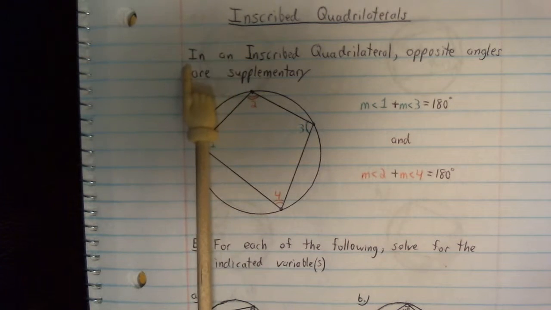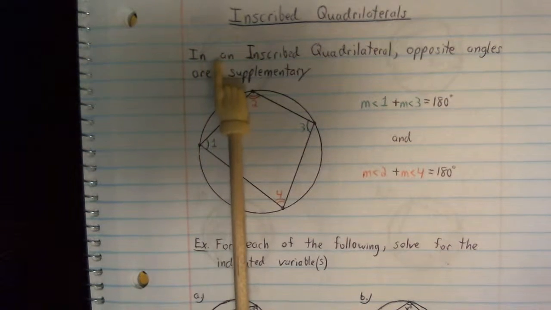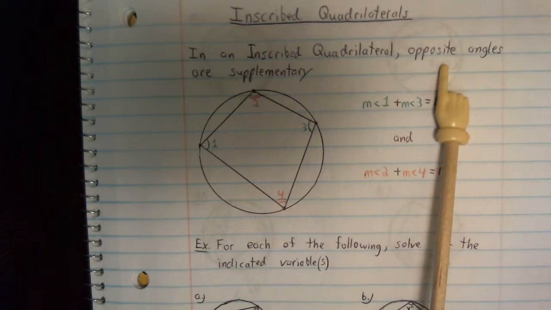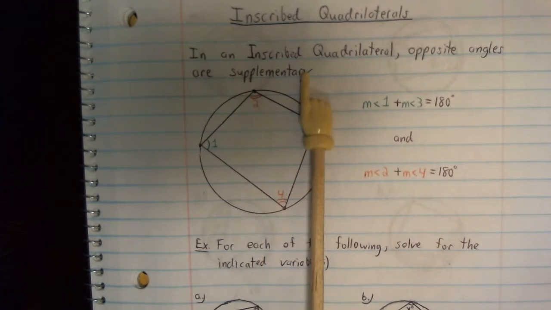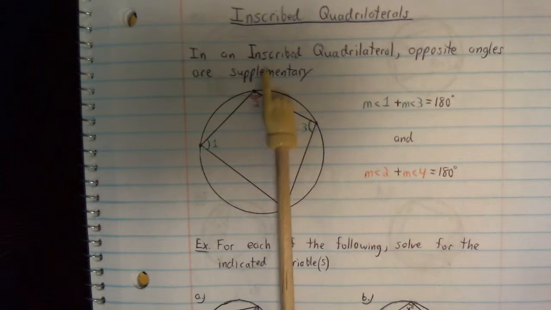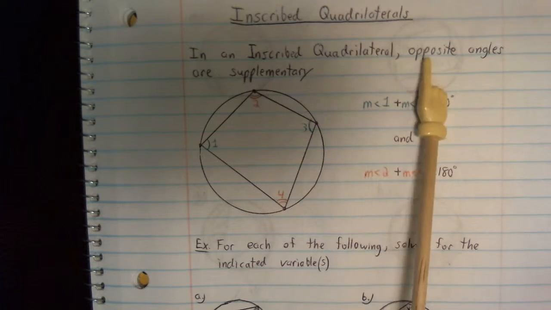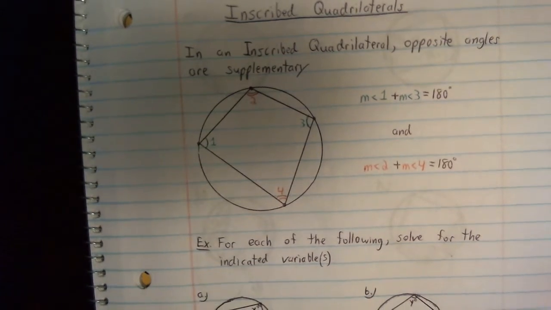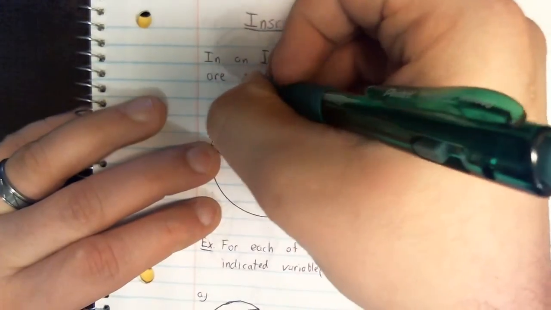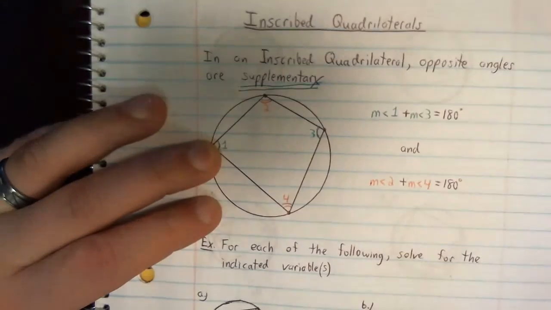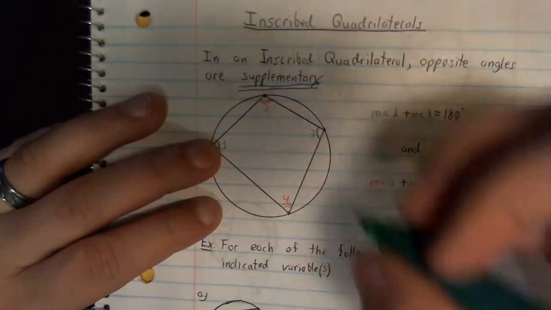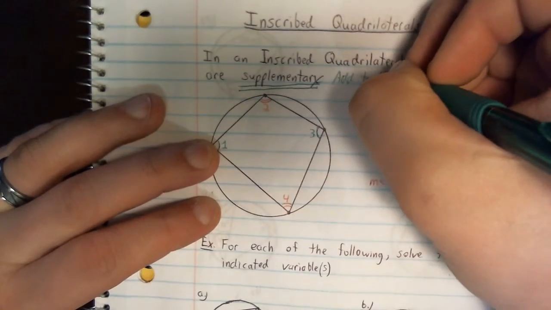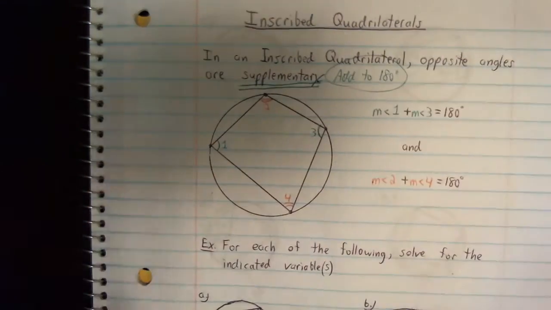What we want to know about inscribed quadrilaterals is that in an inscribed quadrilateral, opposite angles are supplementary. This is very important and can be very tricky if you're not paying attention. Supplementary means that they add to 180. That's what that really means.